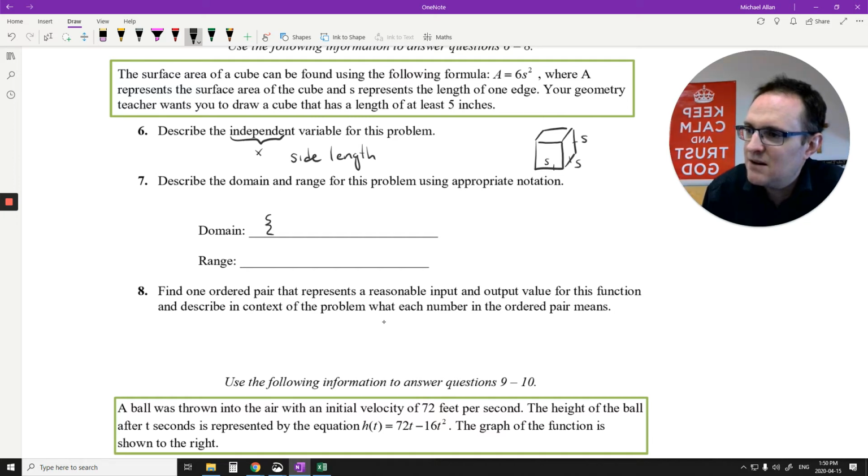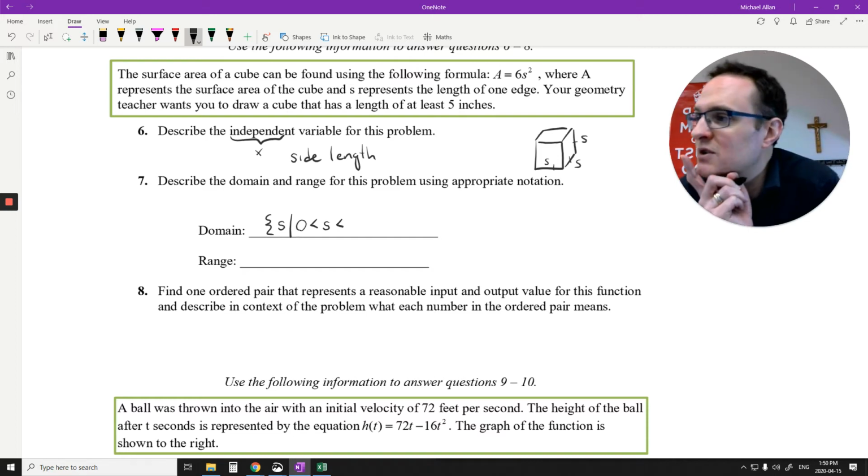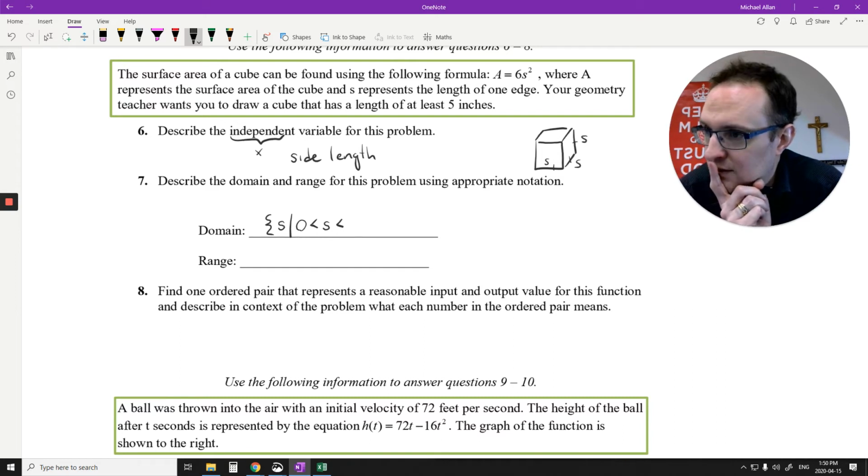So my domain, which is my x variables, my s variables in this case, well, it makes sense that I can't go any smaller than 0. It doesn't make sense for my side lengths to be 0. So I'm not going to put an equal sign on this one. I'm just going to say it has to be greater than 0. And then my maximum says your geometry wants you to draw cubes that have a length of at least 5.